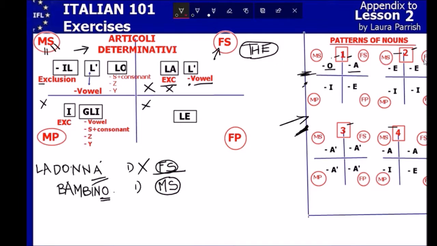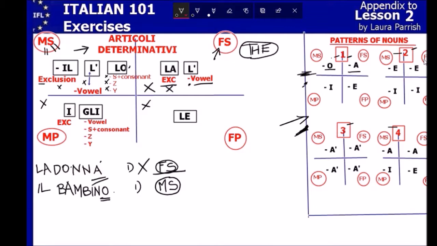Exclusion, you always leave it last. So we start here with lo. And we say, does bambino begin with s plus consonant? No. Does this word begin with z? No. Does this word begin with y? No. So, we go to this one. Does bambino start with a vowel? No. So, by exclusion it is the last one. In fact, the right article is il bambino.